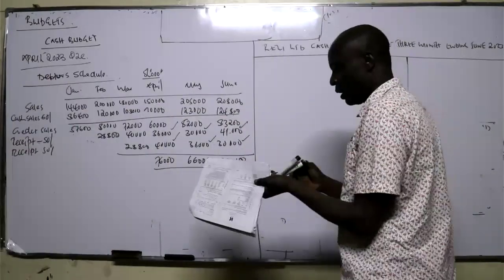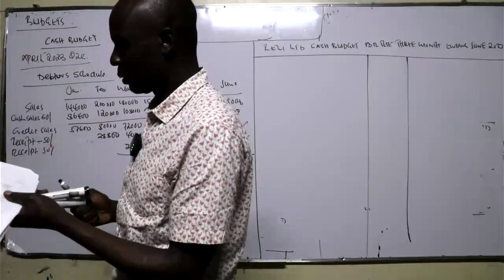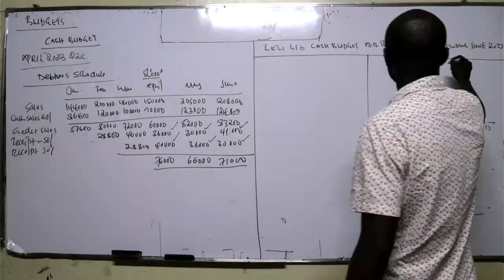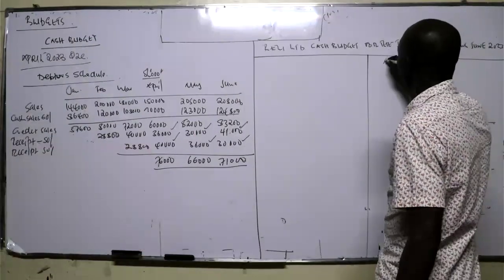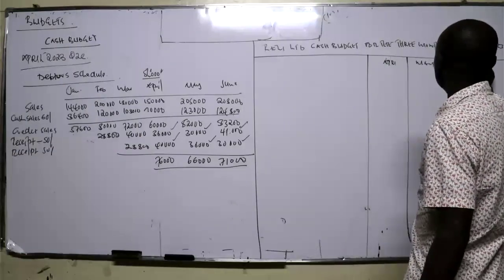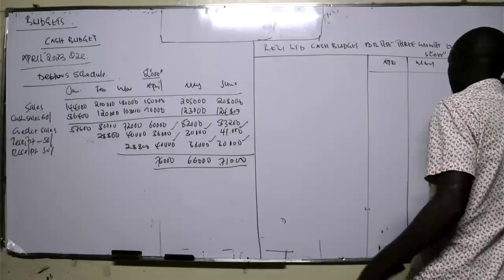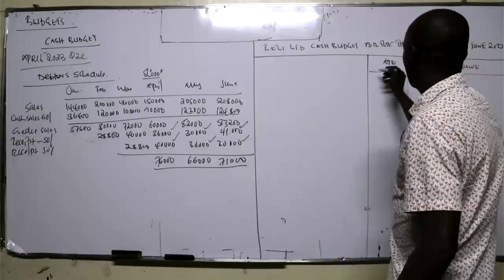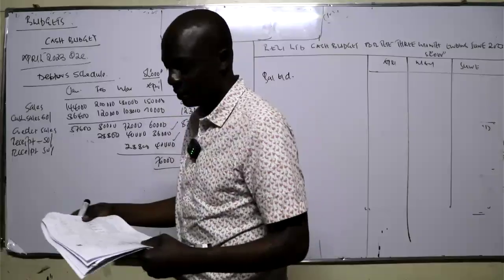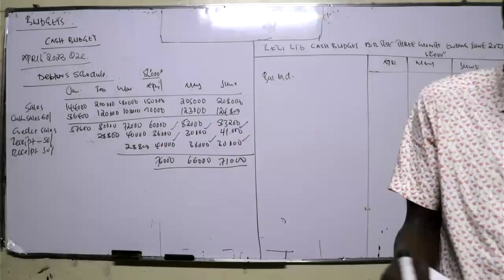You start with April, May, and June. Here you can write somewhere shillings and thousands. Make sure you write shillings and thousands. Then you start with the opening balance of cash, note number 10.